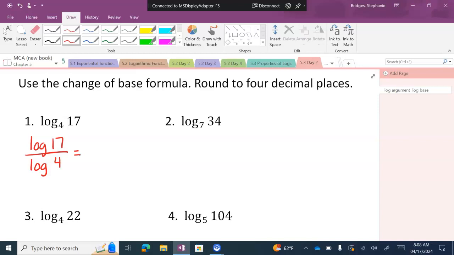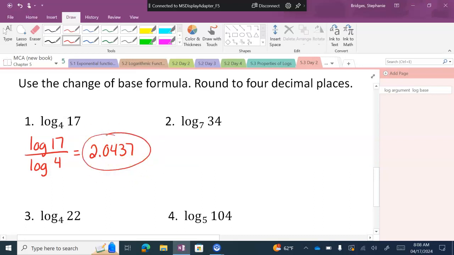Otherwise, it's going to be the log of 17 divided by whatever, instead of the log of 17 divided by the log, okay? So once you close that parenthesis, then you can hit your division bar, and then you can do the log of 4. The last log doesn't matter if you close the parenthesis or not because there's nothing behind it. What does matter is if you close the parenthesis on the first one. So we're going to round this to 4 decimal places. So I got 2.0437.